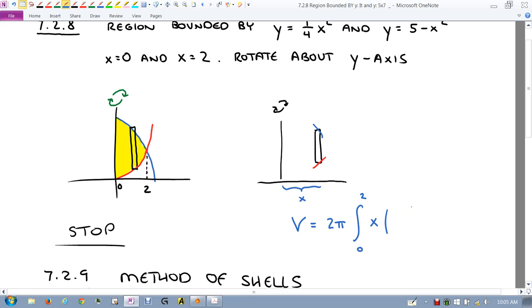Careful, other way. It's the 5 minus x squared. I don't need to square it, do I? Right? And then I subtract from that what? The g of x, which is the 1/4 x squared dx. And that's it. You're done. That's your formula. You could collect like terms and combine.